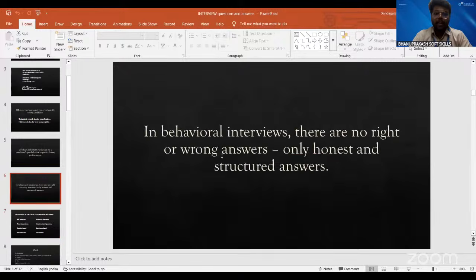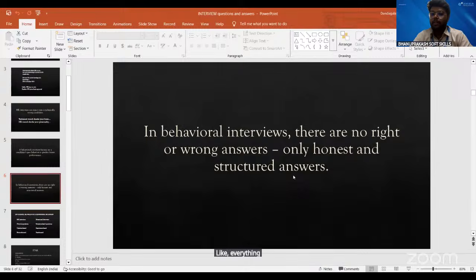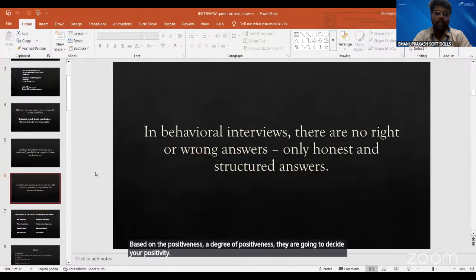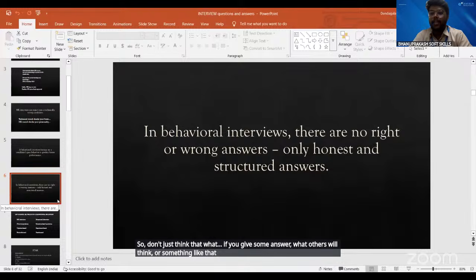So in behavioral or else in HR, there are no right or wrong answers. Only honest and structured answers are allowed. Everything you say will be accepted. Based on the degree of positiveness, they are going to decide your positivity. So don't just think about what others will think if you give some answer. Something is always better than nothing.